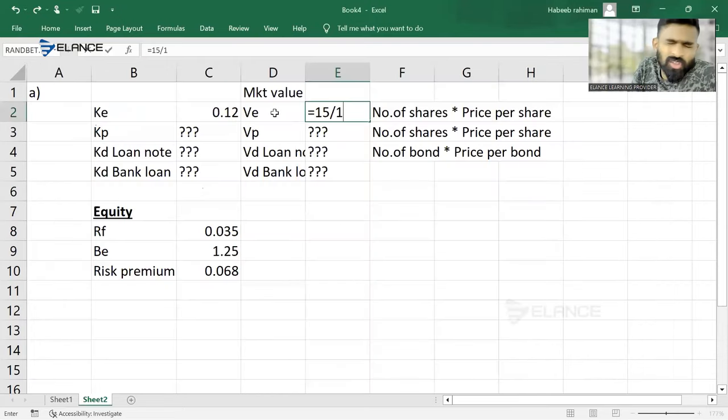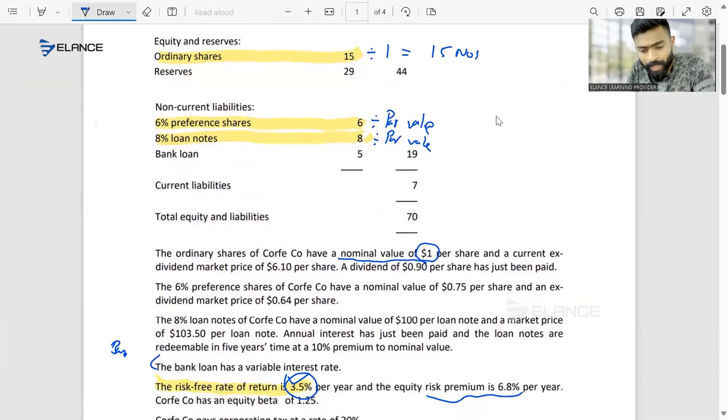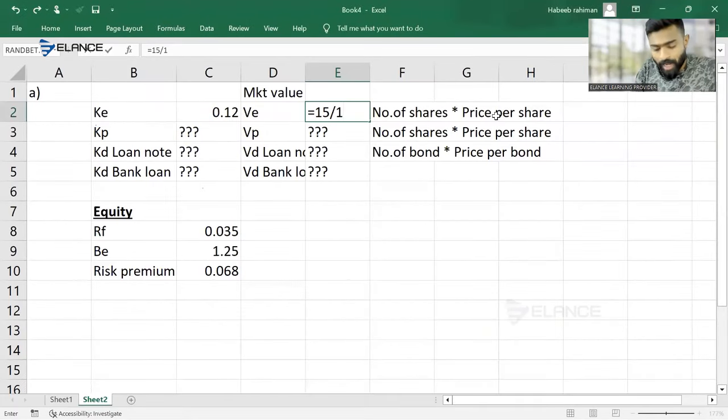We need to know the total market value of equity. So number of shares has to be multiplied by price per share. What is the current market price per share? The market price per share is 6.1. So number of shares multiplied by 6.1. This is how we will get value of equity. So value of equity is equal to 91.5.